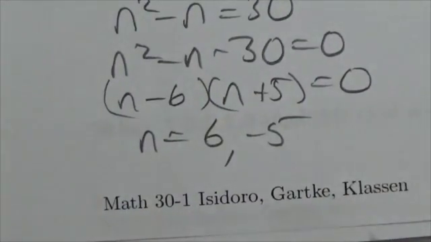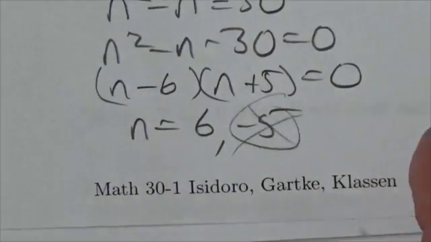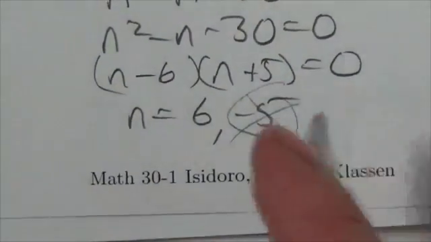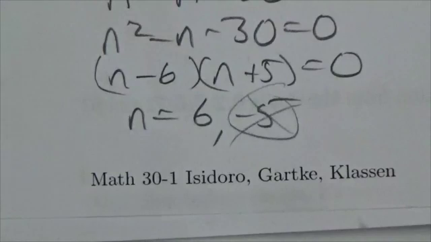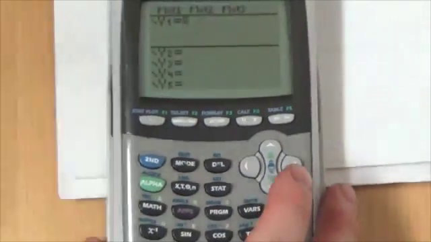Now, it turns out in this case, in this chapter, we're going to reject the negative values here. And so the answer here is definitely positive 6. And we had already figured that out, so that wasn't such a big deal. Now what I want to do is show you very quickly how you might do this on your calculator. Zoom out a little bit here.